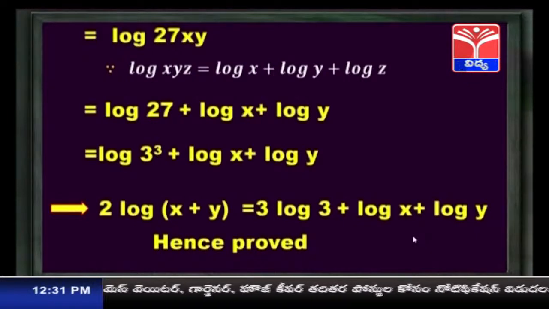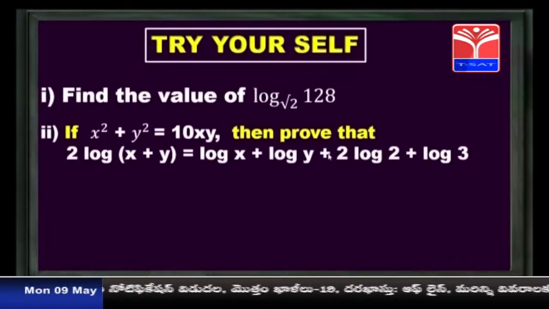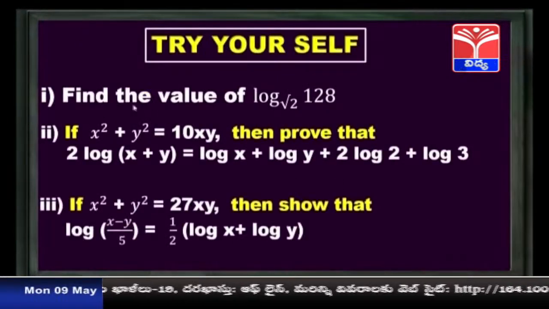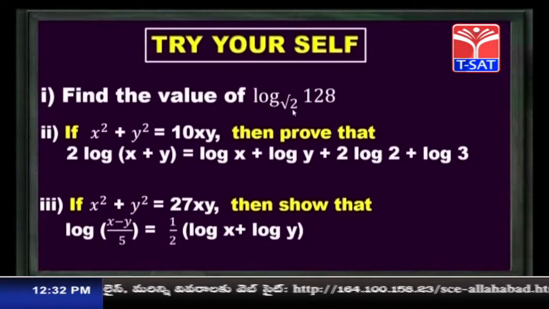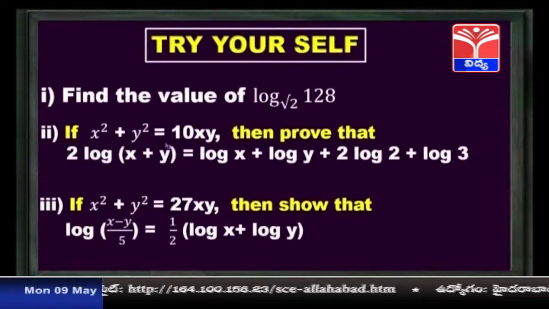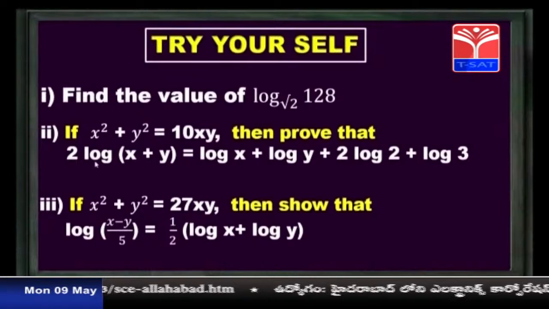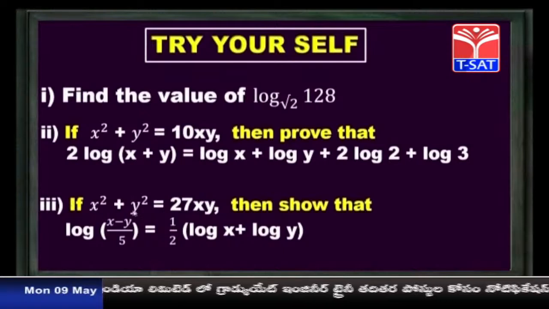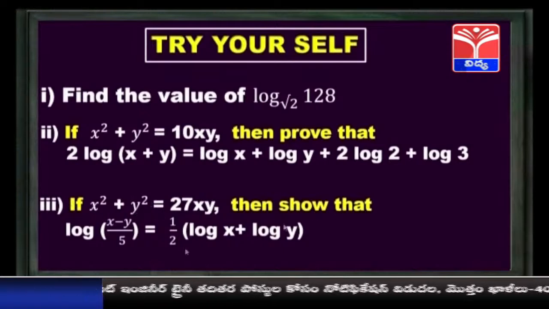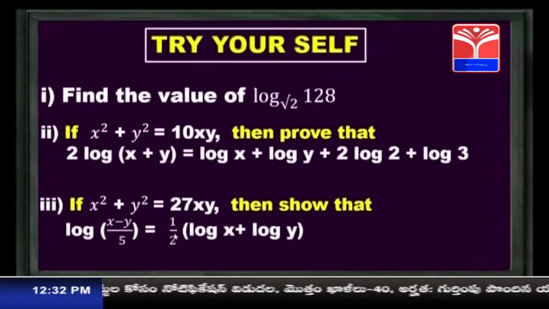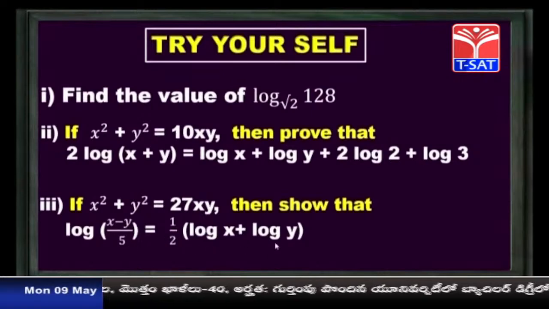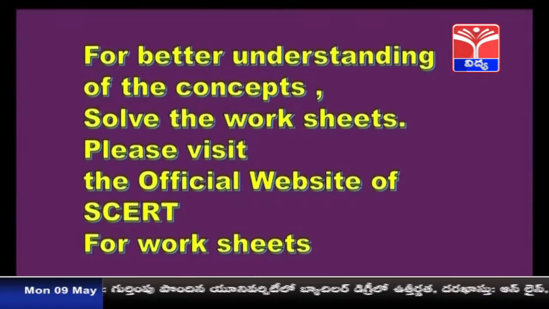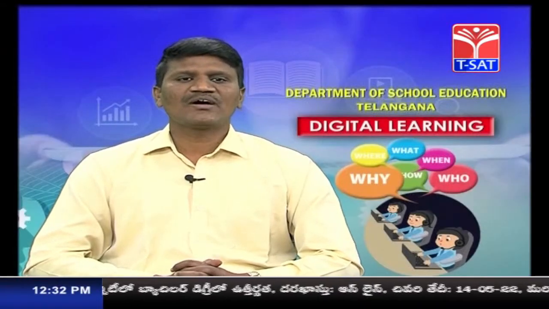You can even solve this problem using the second method. So students, solve these problems. Find the value of log 128 to the base root 2. If x square plus y square is equal to 10xy, prove that 2 log of x plus y is equal to log x plus log y plus 2 log 2 plus log 3. And the third one: if x square plus y square is equal to 27xy, then show that log of (x minus y) by 5 is equal to 1 by 2 log x plus log y. For better understanding of the concept, solve the worksheets.